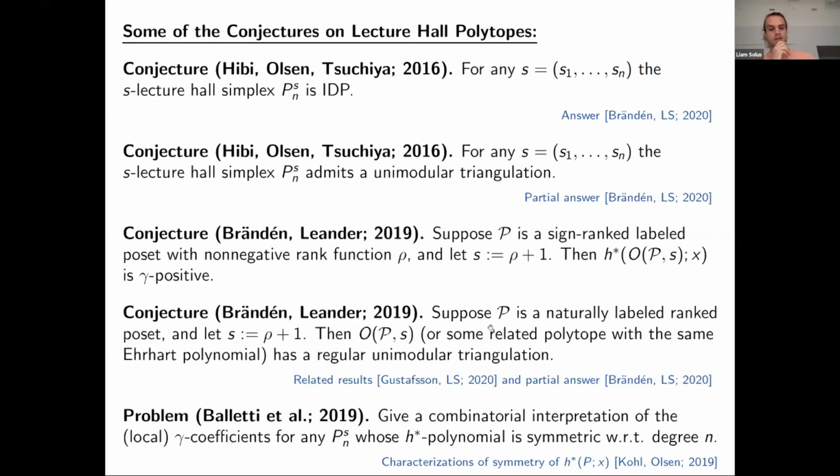Just to show you some of the extent of the open questions here, there are also questions that pertain to whether or not these H-star polynomials are, for example, gamma positive, and also if we can gain some combinatorial interpretation of things like their gamma coefficients for their H-star polynomials in the symmetric case, or local gamma coefficients and things like this. So there's a lot of interesting stuff to be done here, and today we'll give some partial answers to these conjectures. So the first one is about this IDP question.